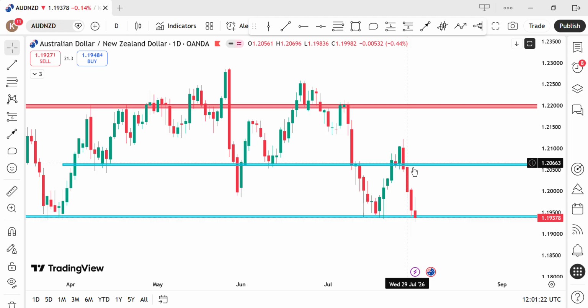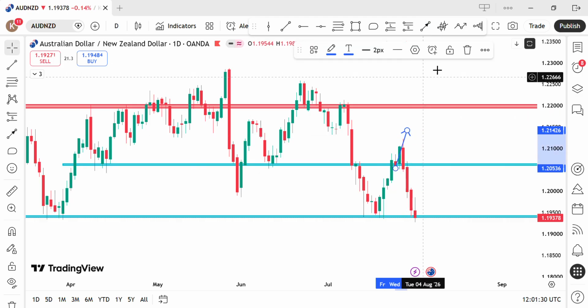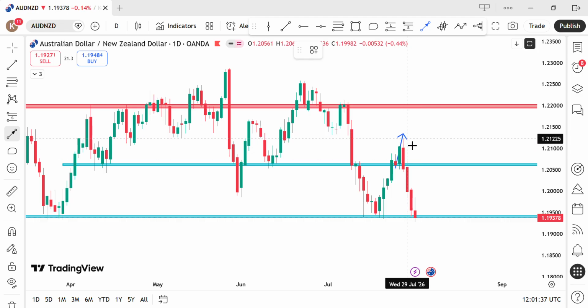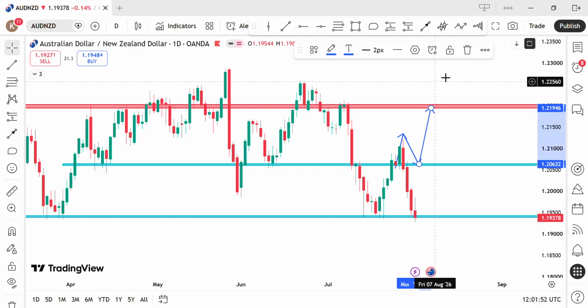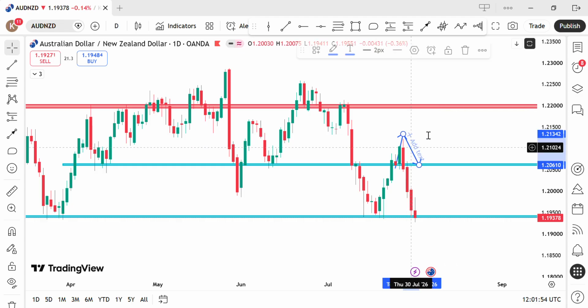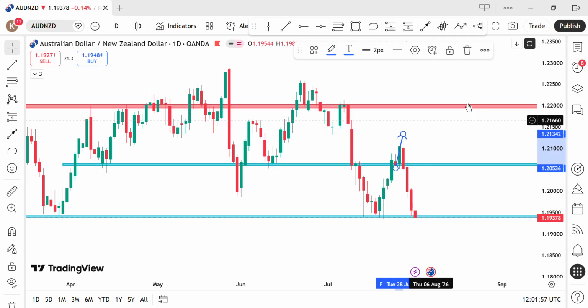So when this bullish engulfing candle closed above the resistance, we were waiting for a retest, because if you want to trade a breakout, you must always wait for a retest to this resistance that has now turned to support, and then we wait for a continuation trade. But that didn't happen.